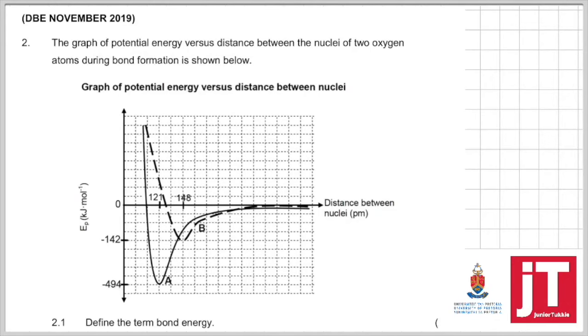Question 2 says, the graph of potential energy versus distance between the nuclei of 2 oxygen atoms during bond formation is shown below.